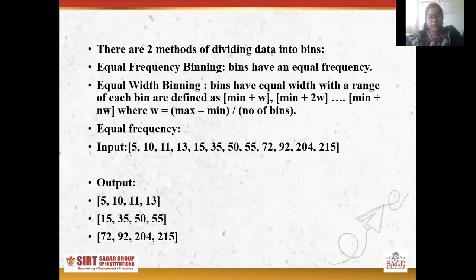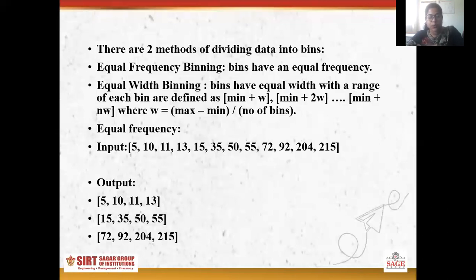There are two methods of dividing data into bins. Equal frequency binning: bins have an equal frequency. And equal width binning: bins have an equal width, with the range of each bin defined as minimum plus W, plus 2W, and so on, where W is max minus min divided by the number of bins.